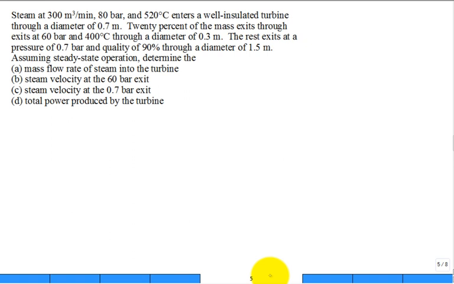Steam at 300 meters cubed per minute. What did they just give us right here? Volumetric flow rate. At 80 bar, that's the pressure. 520, that's the temperature. Enters a well-insulated turbine. What does the key word well-insulated mean as they describe the turbine? Q dot equals 0, that's right. And they give you the inlet diameter.